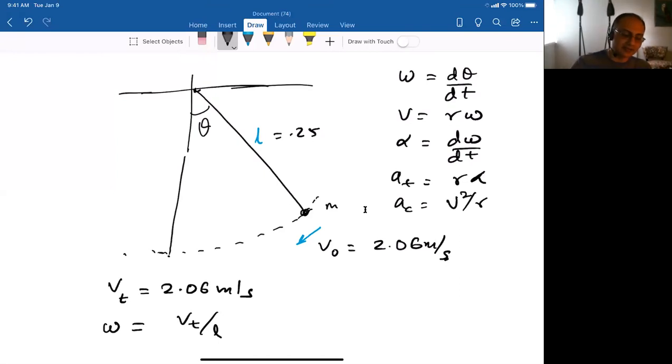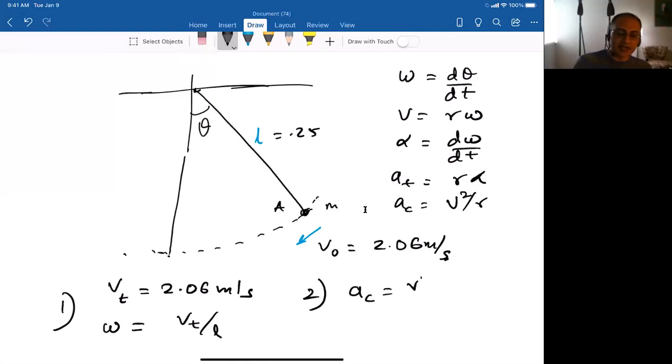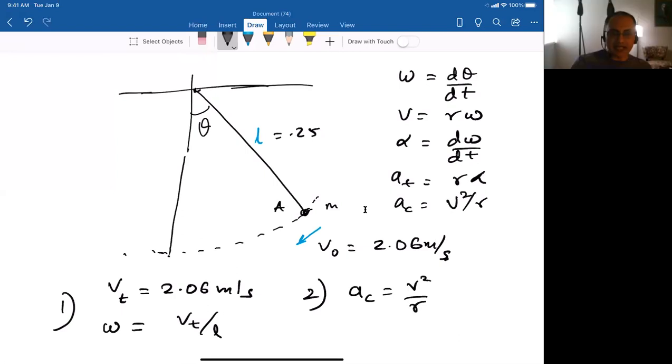So how would I find that? At this instant, when it's at this position, let's call it A. So how would I find its centripetal acceleration? V squared over R. Exactly. So the centripetal acceleration would be V squared over R. And what direction does the centripetal acceleration point? Radially inward, exactly. So that is the second question.